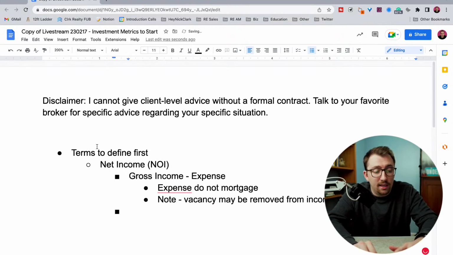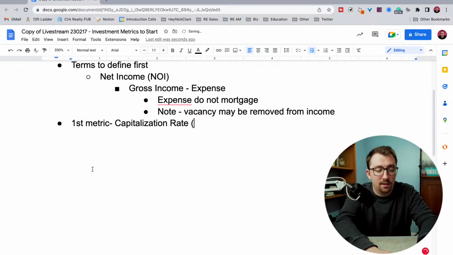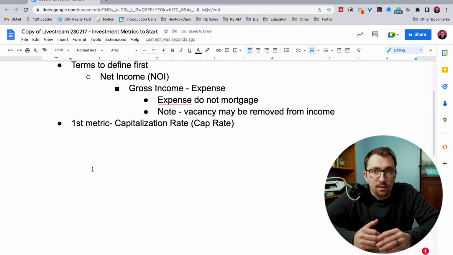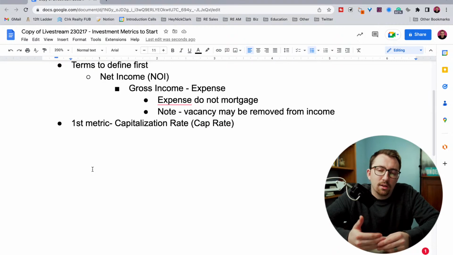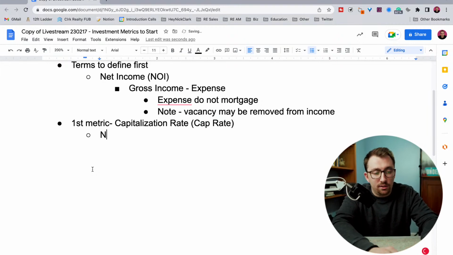I think that's the major term I wanted to talk about. So the first metric is the capitalization rate, or cap rate. You hear this term thrown around a lot, specifically once you get into larger buildings over 4 units, so 5 or more units. This is how we try to compare apples to apples. The cap rate is your net income divided by the total price.